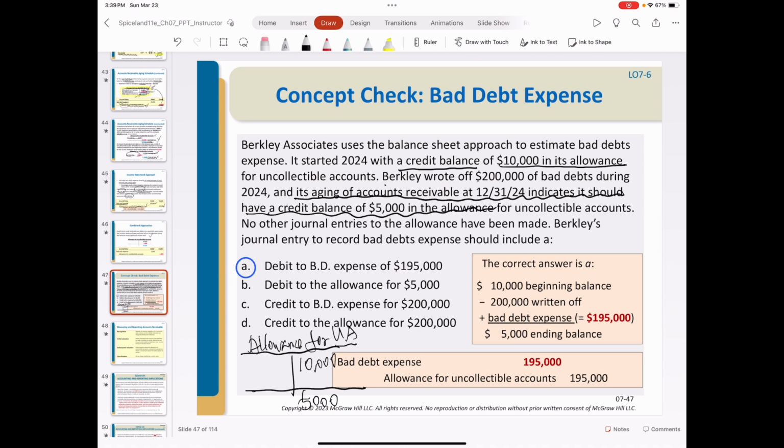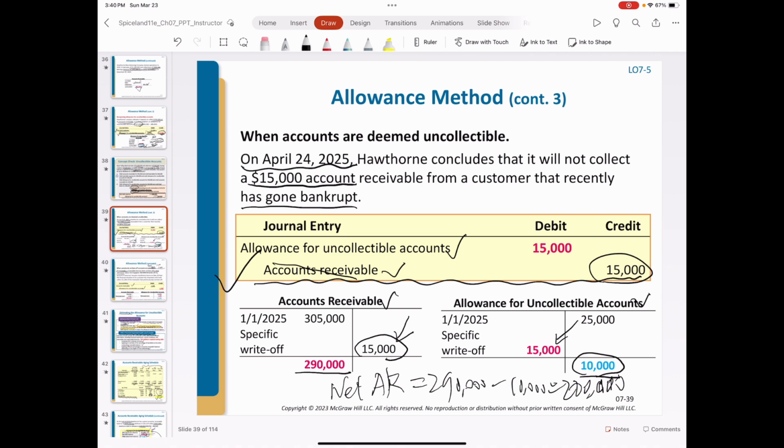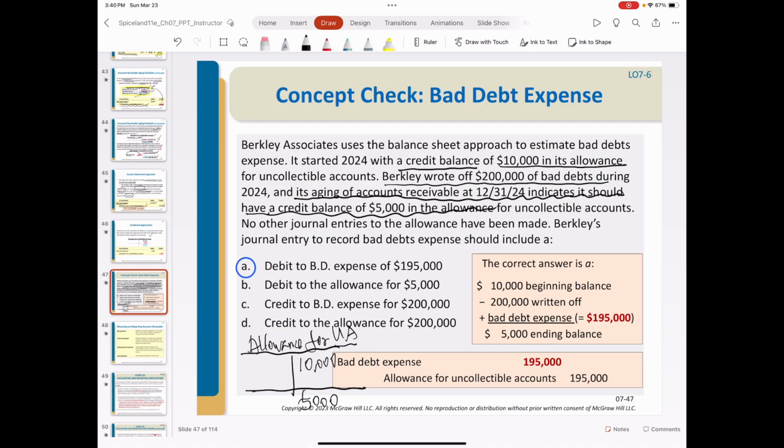And during this year, the company also wrote off $200,000 of bad debt. What's the journal entry of write-off? This is the journal entry of write-off. We debit allowance for uncollectible accounts and credit accounts receivable. Since we only investigate these accounts, for a write-off journal entry, there will be a debit to this account. For this particular example, there was a debit of $200,000 on this account. And for the journal entry, the company also credited accounts receivable.